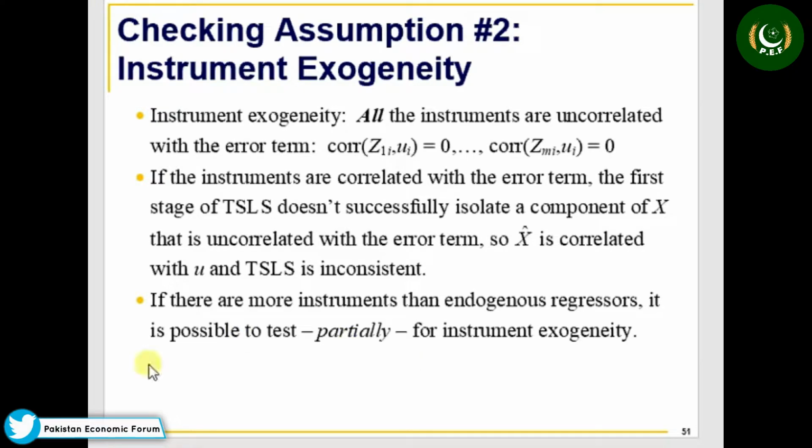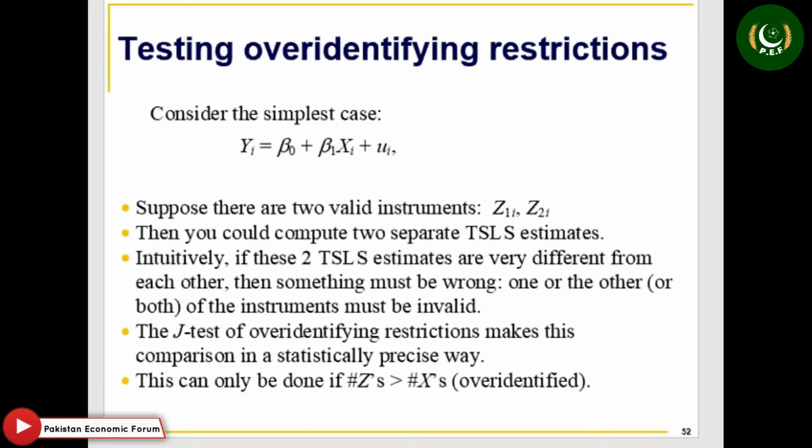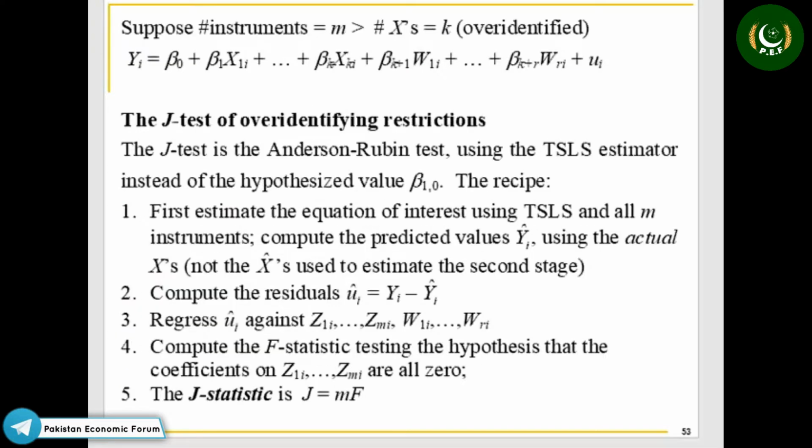Now, you again have two conditions. One is if you have the number of instruments equal to the number of endogenous regressors, that is, the number of X is equal to the number of Z's, then you cannot test exogeneity. That is, if the case is an exactly identified model, then you cannot test exogeneity. If you have an over-identified model, you can test whether an instrument is exogenous or not. How do we do it? Let's see.